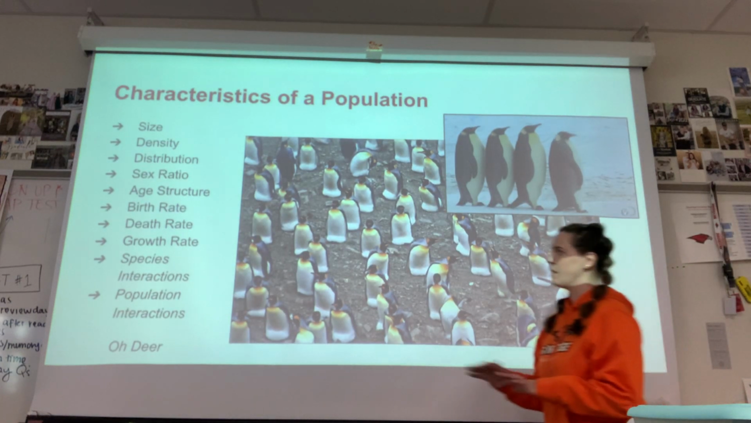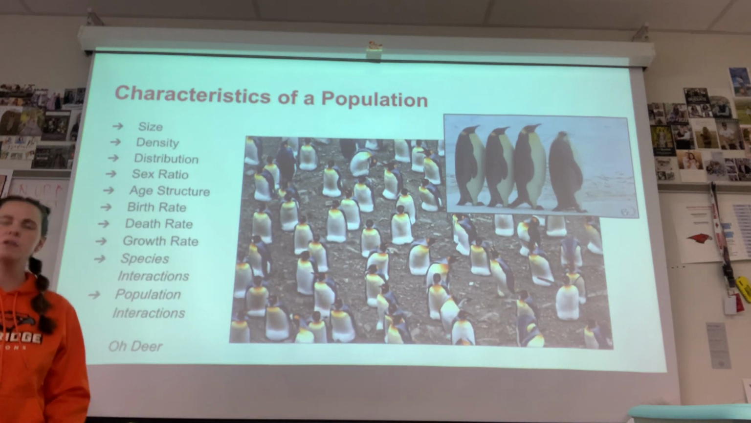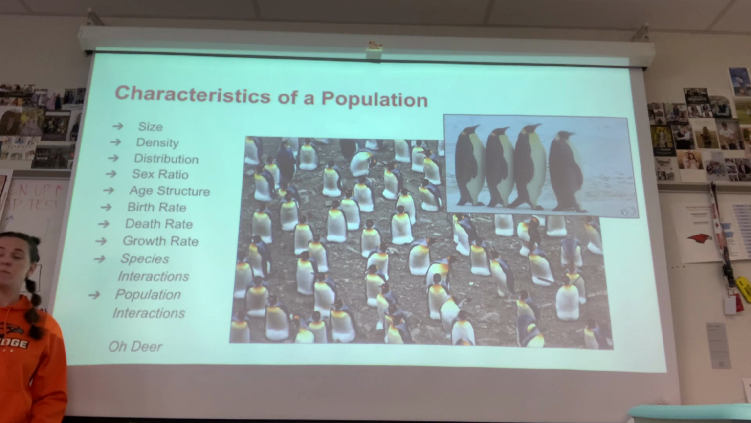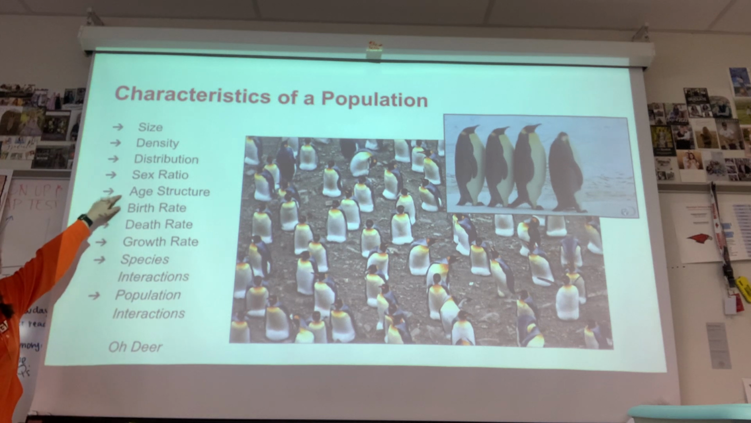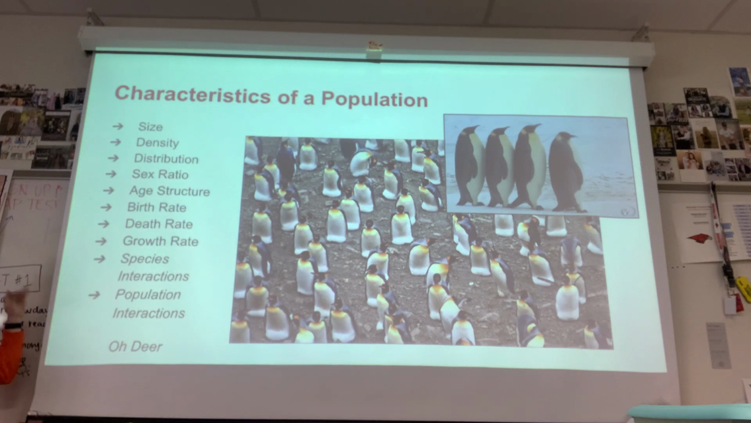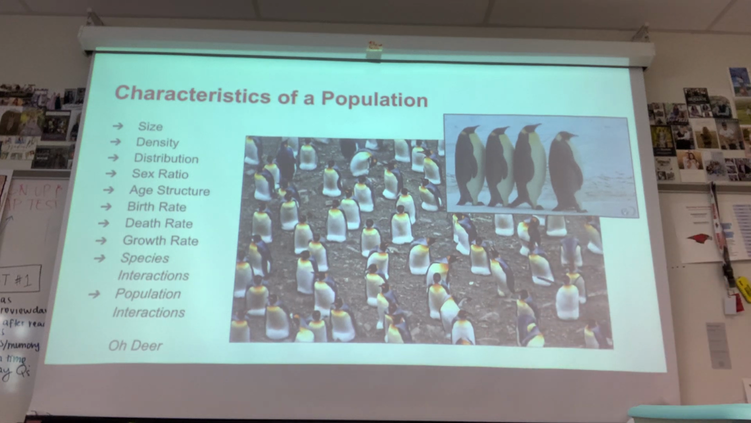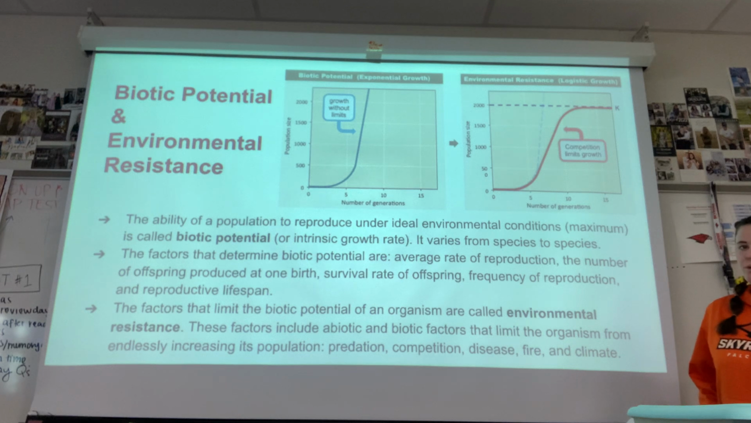Write all this down. Things that you can look at in a population and define them by are the size of the population, how big it is, the density, so how many individuals are in a small area or a large area, the distribution, sex ratio, males to females, age structure, which we'll talk about age structure diagrams in just a little bit, birth rate, death rate, growth rate, species interactions, population interactions, things like that. So all these things go into making a species what it actually is. Again, these aren't in blue, so I don't want you to write this down yet.